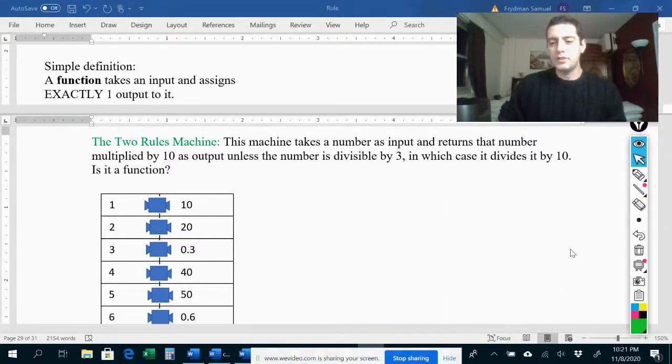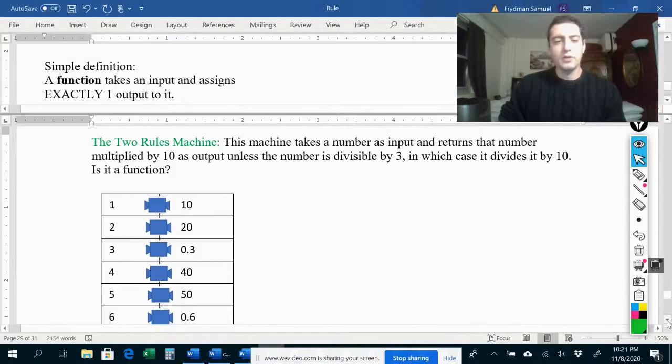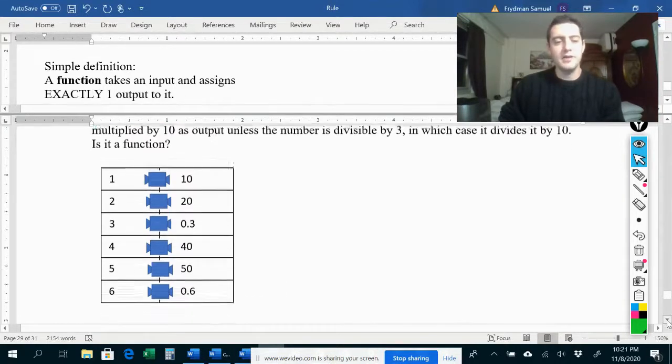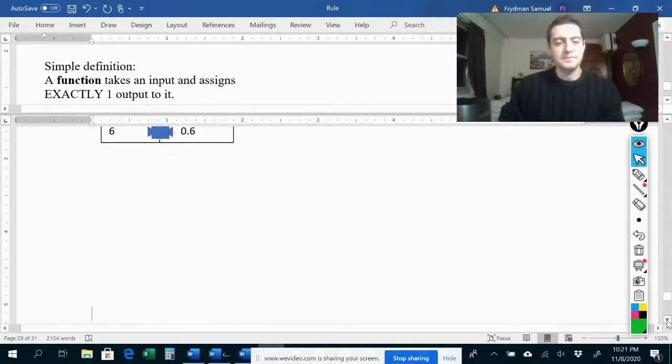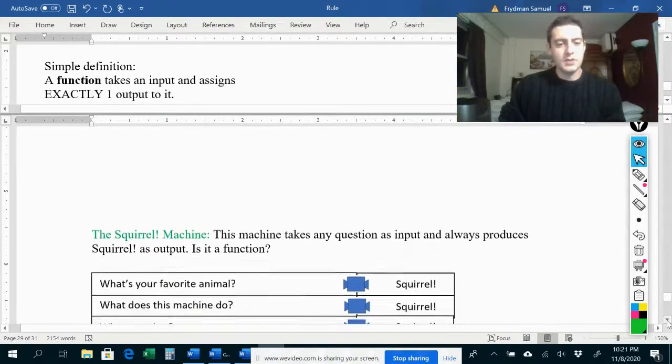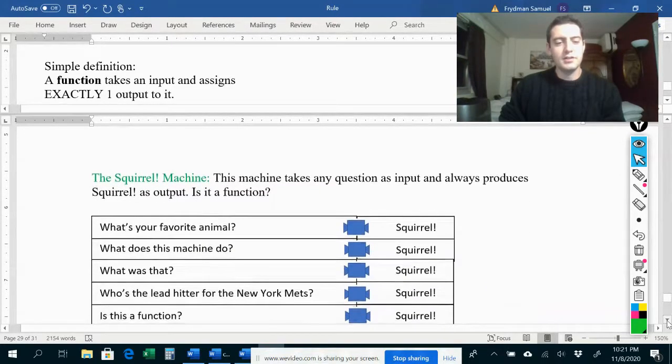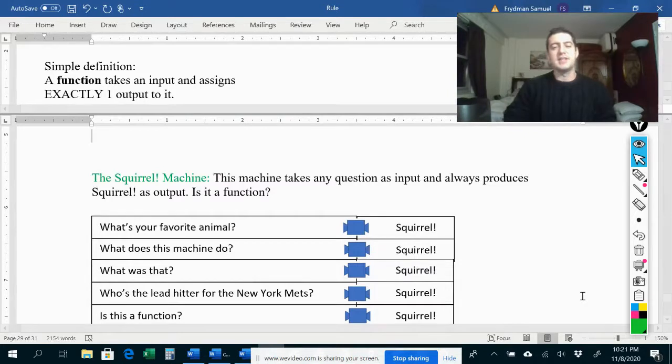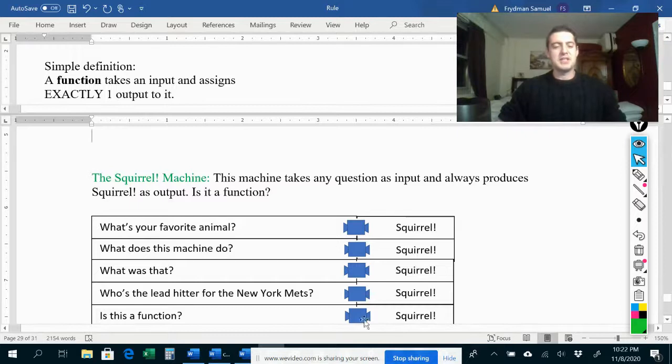Now, let's move on to the last example that we're going to do today, and my favorite example. This machine is called the Squirrel Machine. This machine takes any question as input and always produces squirrel as output. Is it a function? So let's look at some examples of what the machine does.